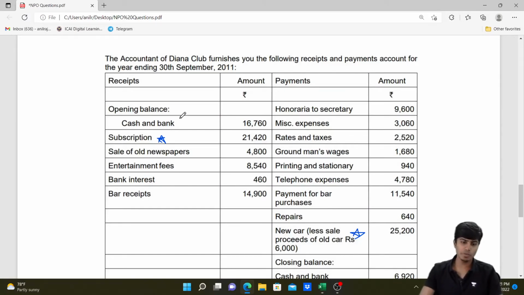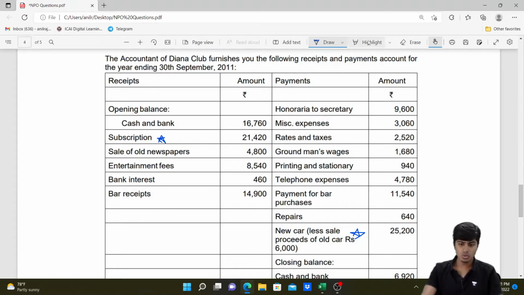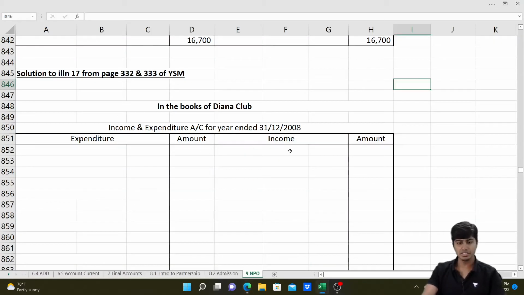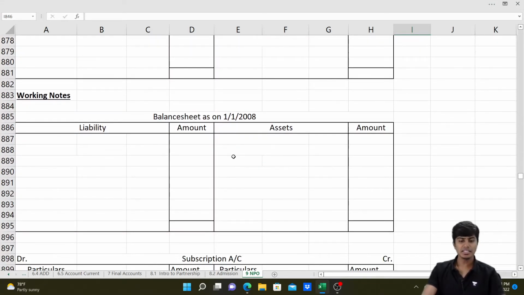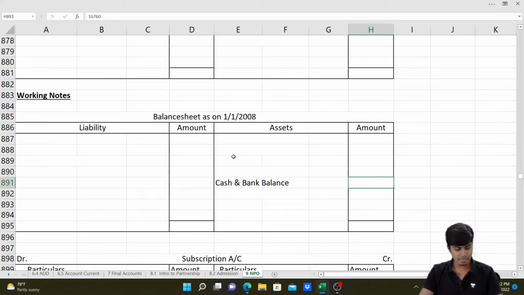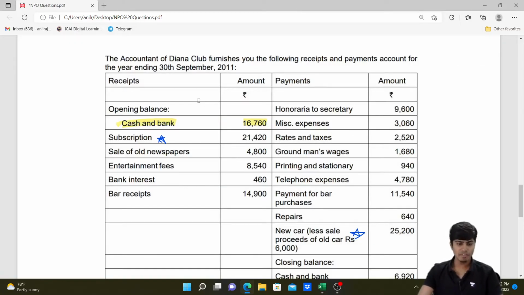First item that we have is opening balance of cash and bank. So the opening balance of cash and bank is 16,760. Let me write it in opening balance sheet. So this is our income and expenditure account. This is our balance sheet for the current year. This is the balance sheet for the previous period. In this balance sheet, I'll write cash and bank balance, which is 16,760 rupees. Got it? What do we have after that?